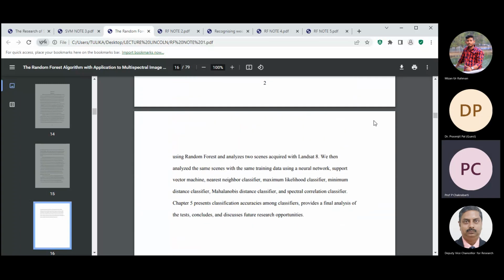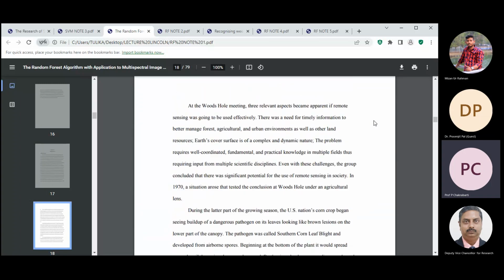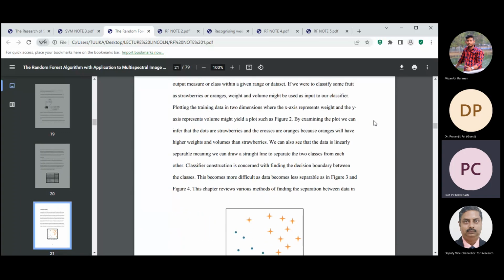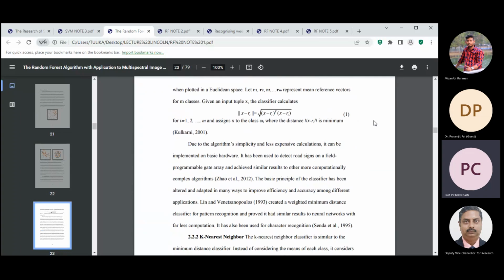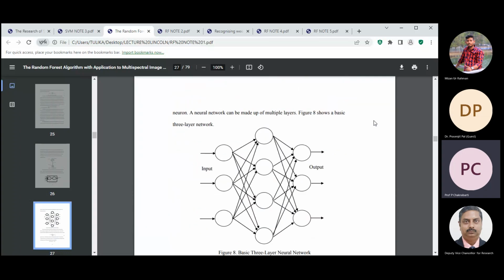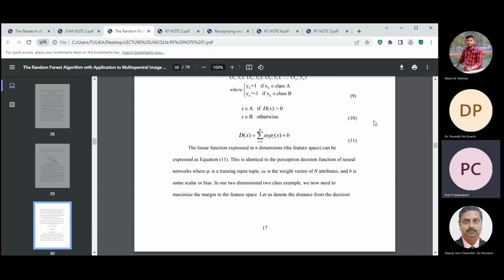Now I am coming to the literature review. I am skipping the introduction, as you were told already. So directly I am going to how you can apply this in your agricultural part.